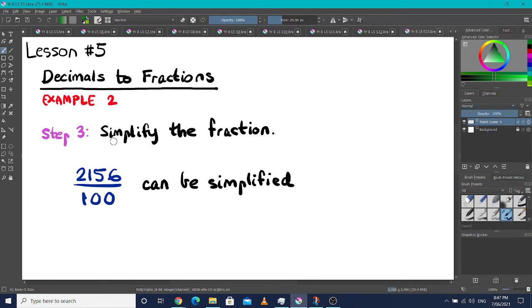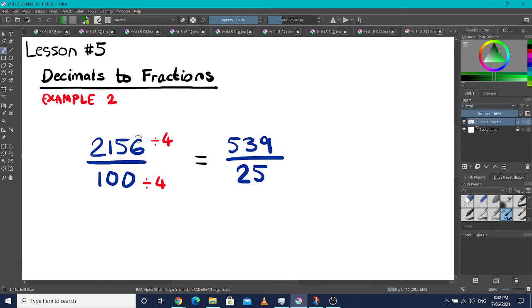Step 3, can we simplify the fraction? We can simplify this fraction. As you can see, both ending numbers are an even number, so there will already be a common factor of at least 2. Though on this slide we find that the highest common factor is 4. So both the numerator and the denominator divided by 4 gives us a simplified improper fraction of 539 over 25.